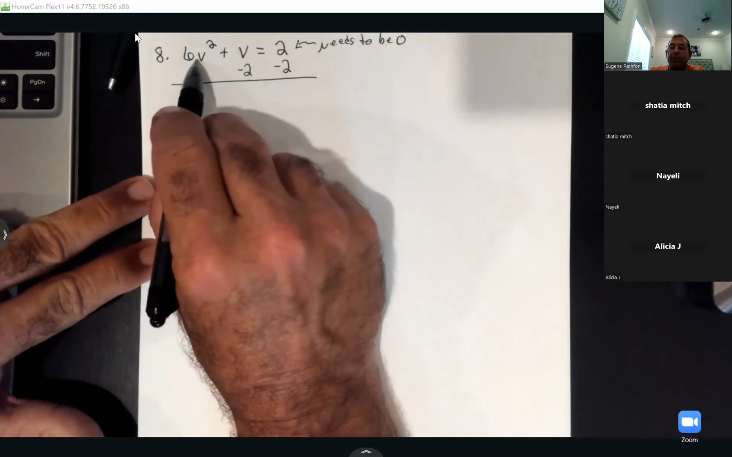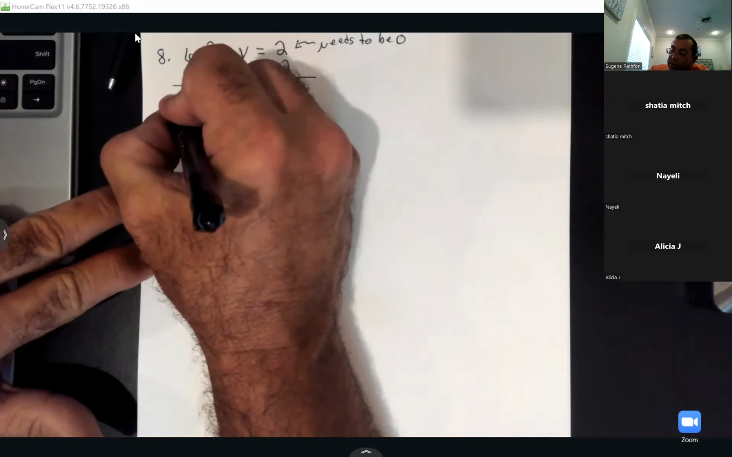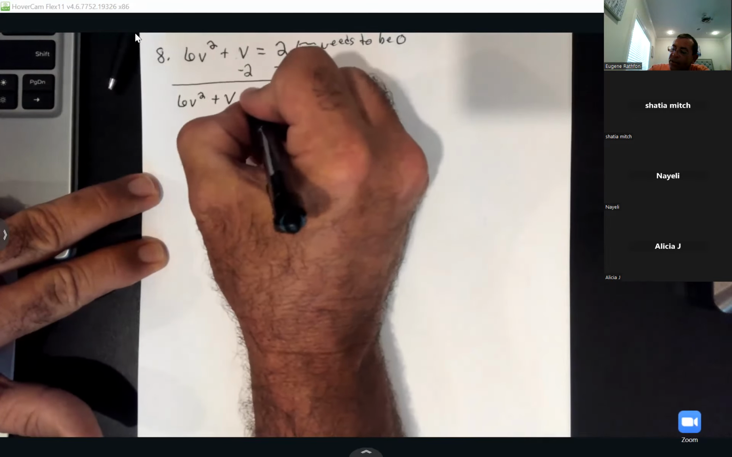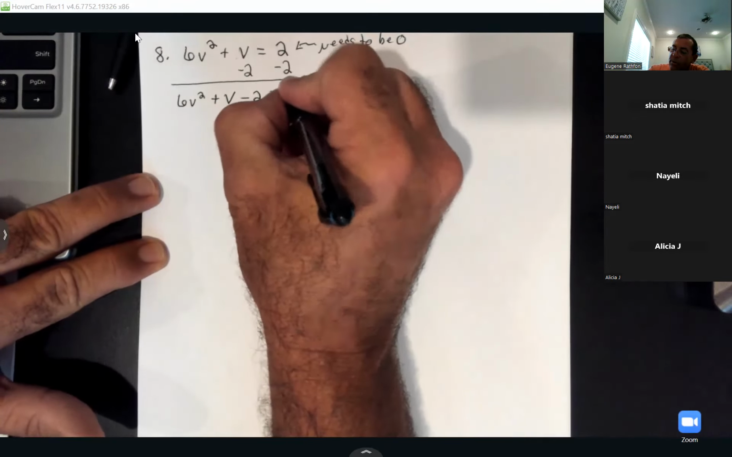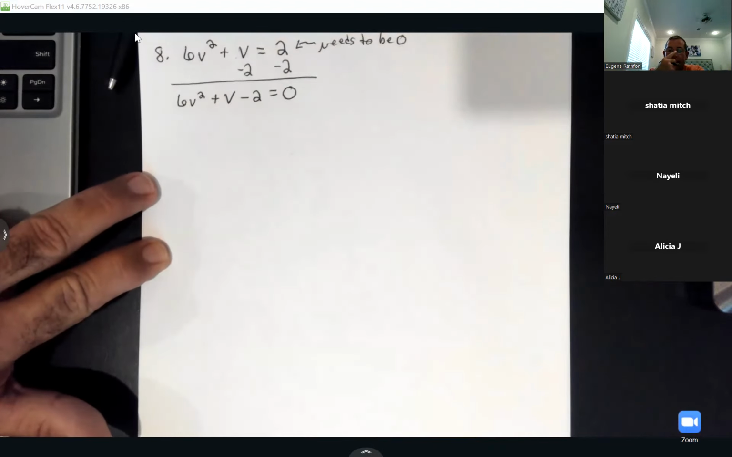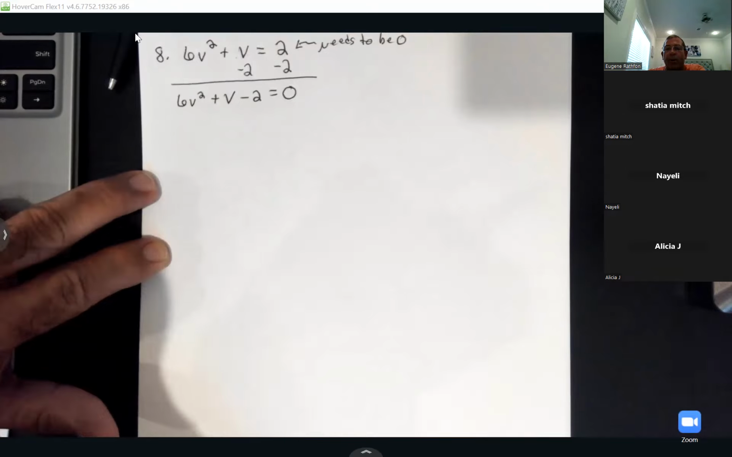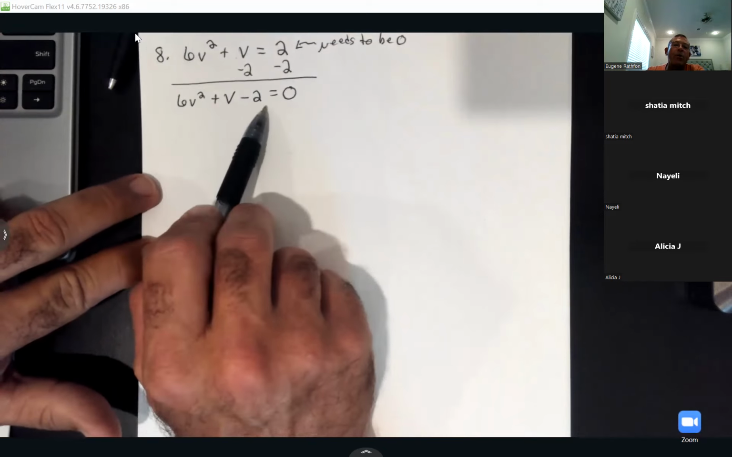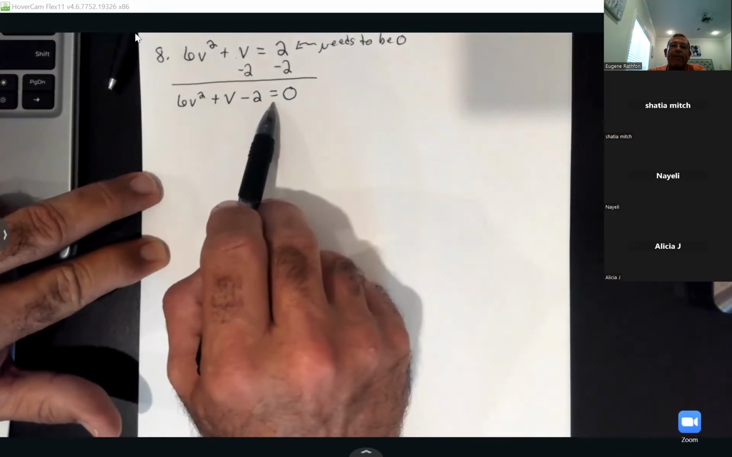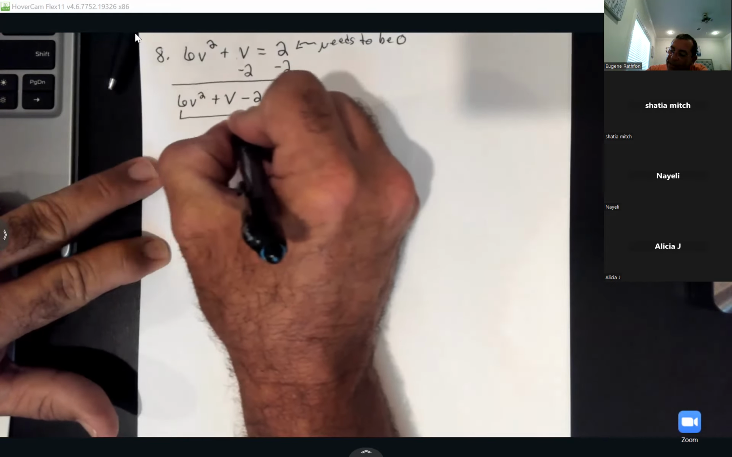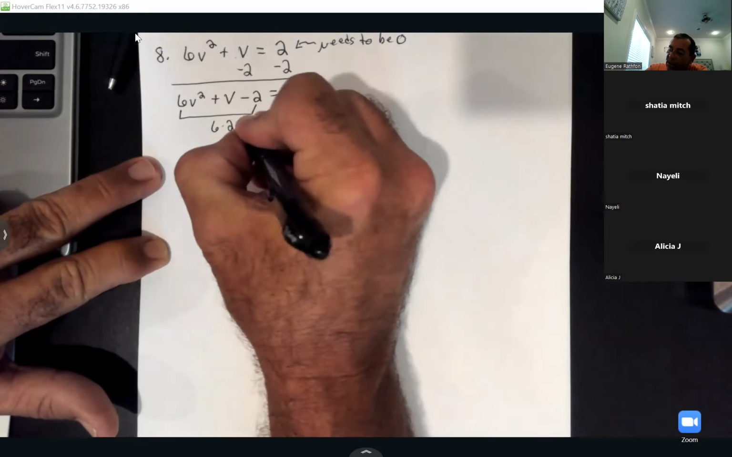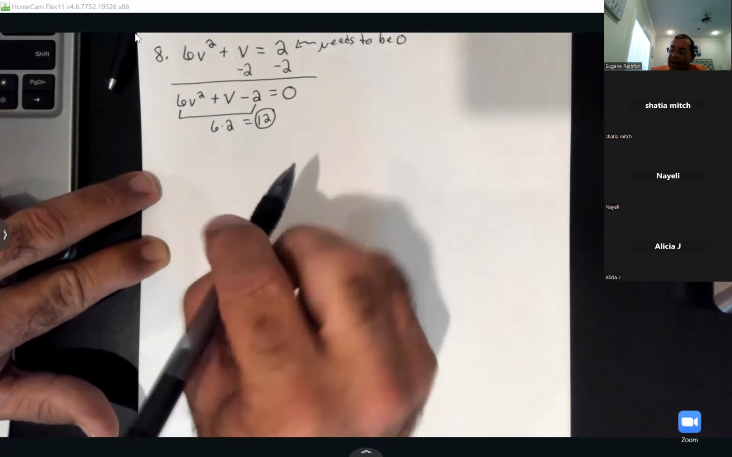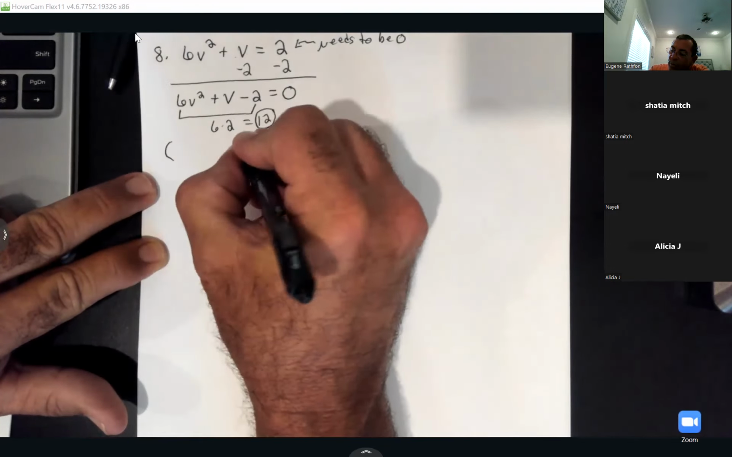So none of these are like terms, so I'm going to put them in descending order. 6v squared plus my v minus my 2, all that's going to equal 0. All right, so remember, first thing I'm looking for is a greatest common factor. Well, the v don't have a number, and the 2 don't have a v, so there's no greatest common factor. So we're going to multiply 6 times 2, and that's going to give us 12. So 12 will be the number that I'm going to find my factors from. So set up your 2 parentheses.